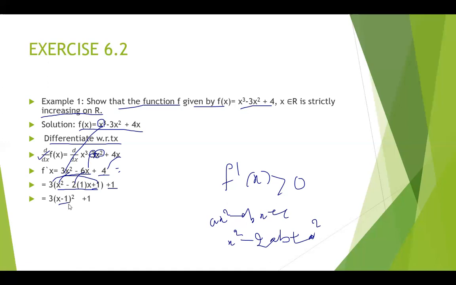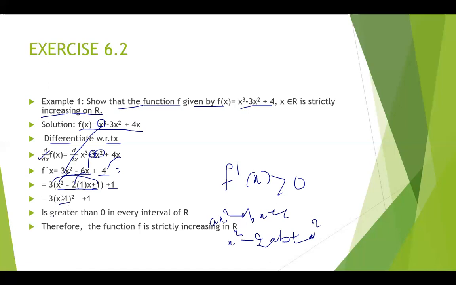Now, for any value of x, x minus 1 the whole square is always a positive quantity. 3 into a positive quantity is positive, plus 1 is positive. This is positive, meaning f dash x is greater than 0 for any value of x being a real number. Thus we can say that the given function is strictly increasing.